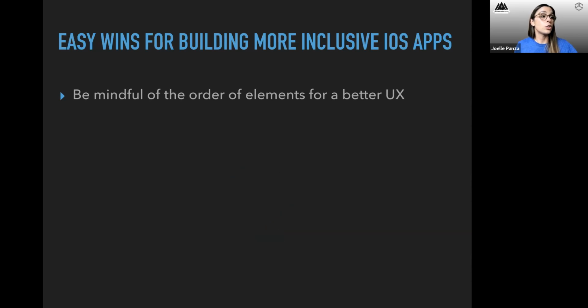Next up, it is super important to be mindful of the order of elements for the best user experience. The order of elements should be set in a way that makes sense when VoiceOver reads them aloud. VoiceOver will automatically read elements from left to right and top to bottom, but this order doesn't always make sense to the user. Sometimes you need to manually set the order of elements for a particular screen. For example, if you want a description read before an action item like a button, you can use accessibility elements or set the accessibility sort priority to direct VoiceOver to read the description first.